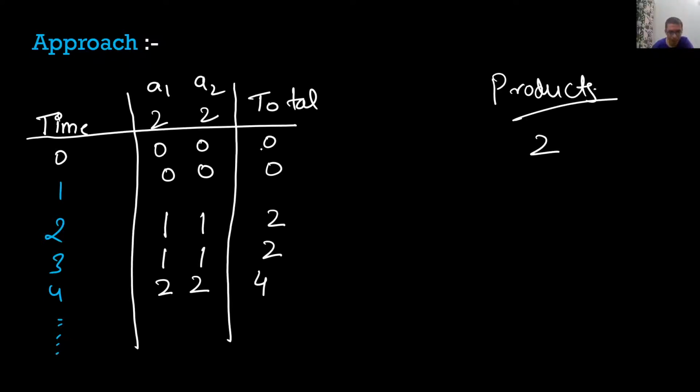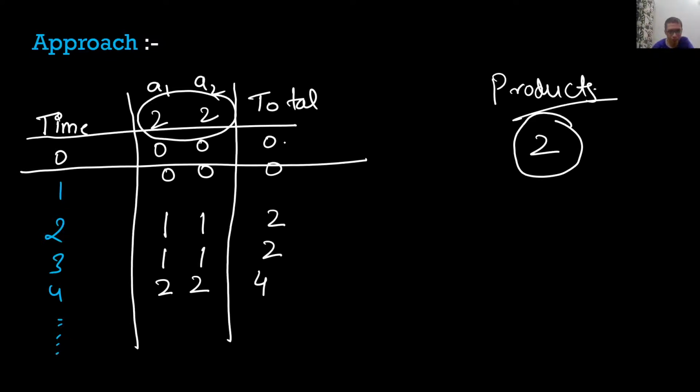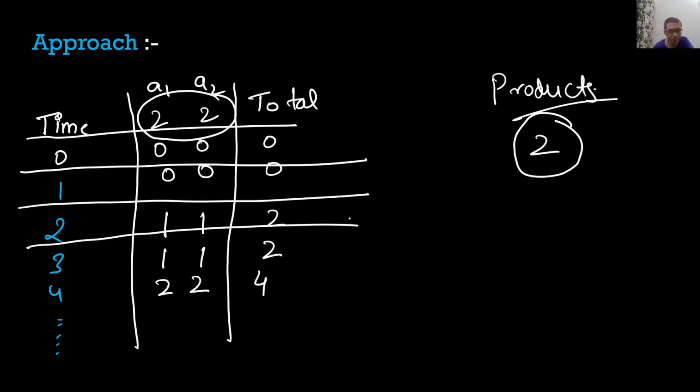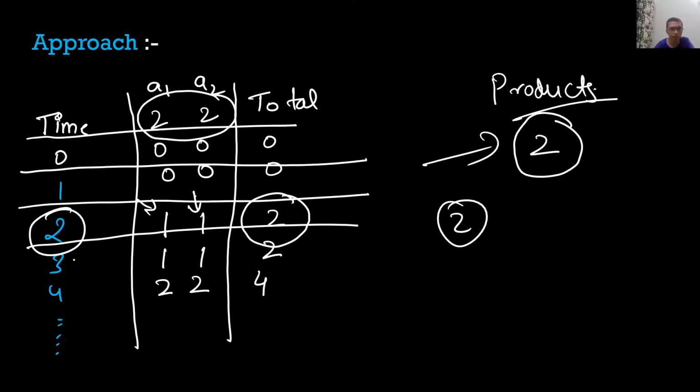Similarly, let's take another case. We are supposed to make two products again, right? This time, both these machines will make a single product in 2 seconds, right? So at 0 seconds, we will have zero products. At 1 second, we will have zero products. At 2 seconds, both these machines will now make one product each, right? So we will have a total of two products, right? So again, in this case, 2 would be the answer, because 2 is the minimum time to make two products. Also, you can see that at 3 seconds, we also have two products.